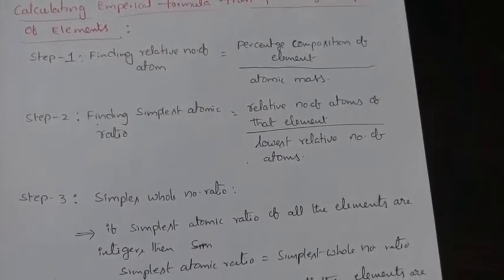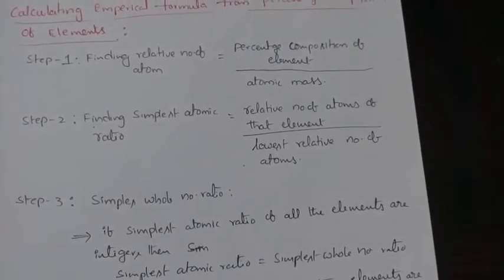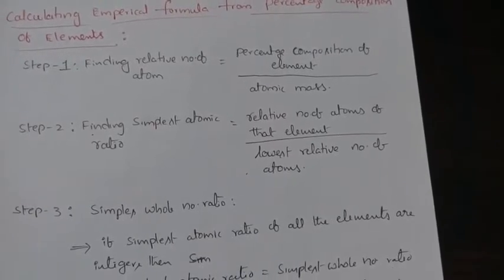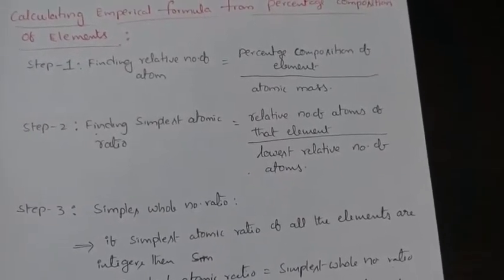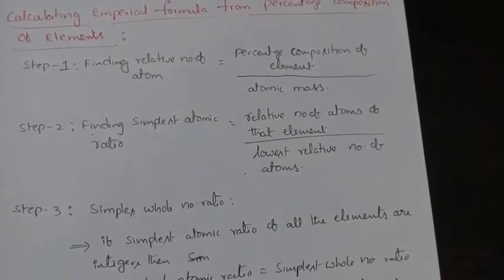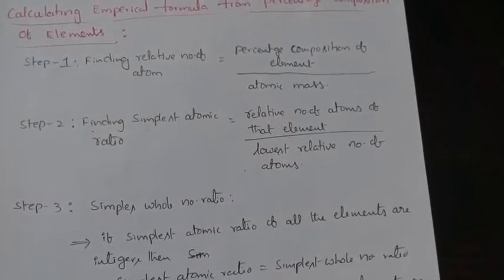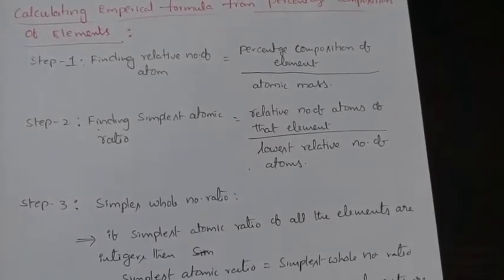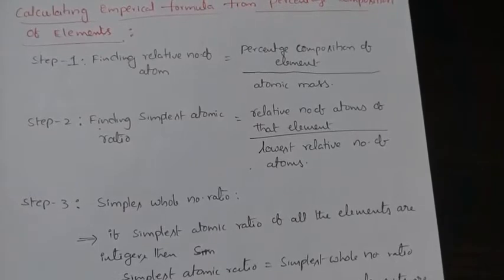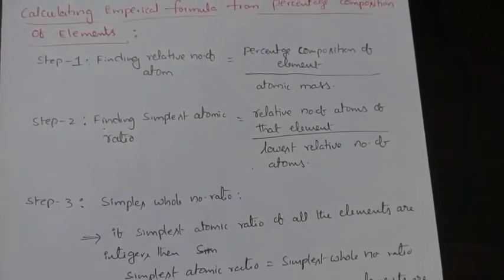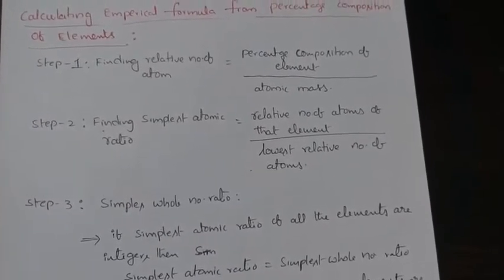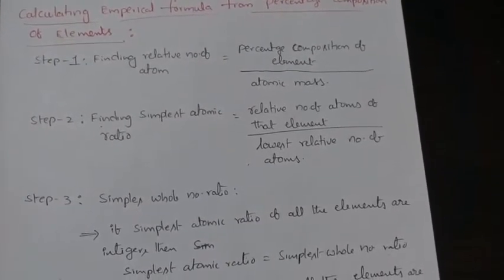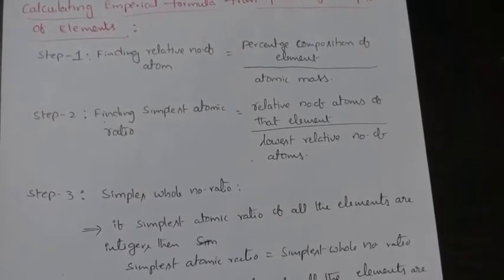To find the relative number of atoms, the formula is the percentage composition of that element divided by its atomic mass. Whatever percentage composition of the element is given, we divide it by its atomic mass and we get the relative number of atoms. So the first step is finding the relative number of atoms.